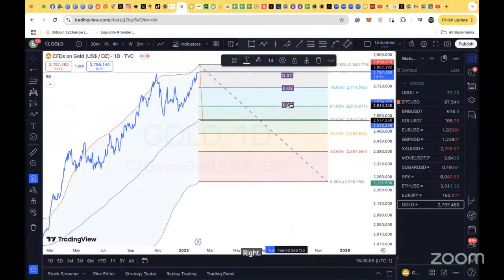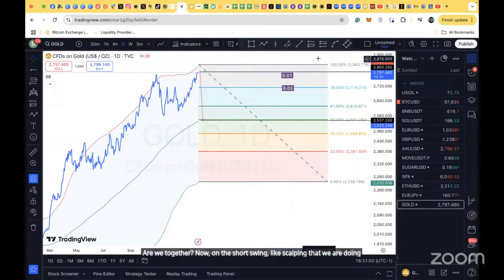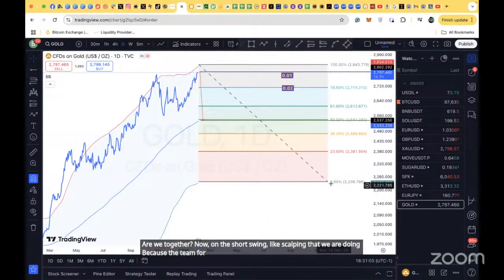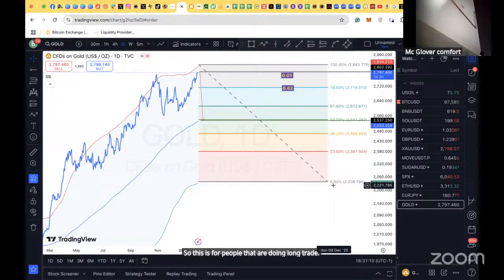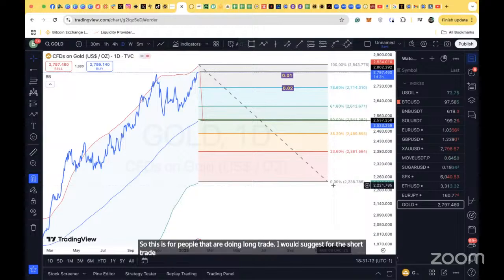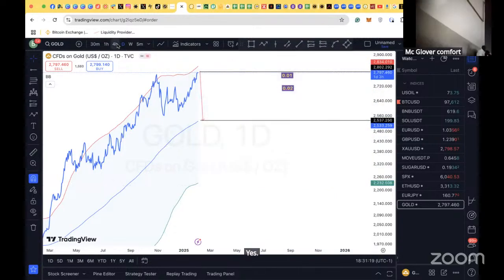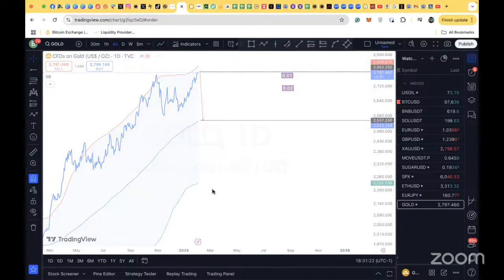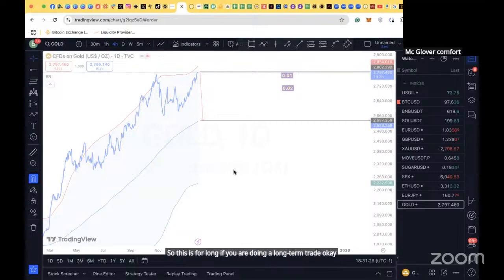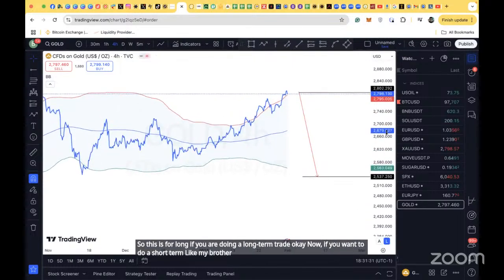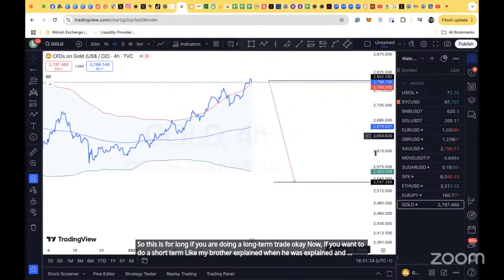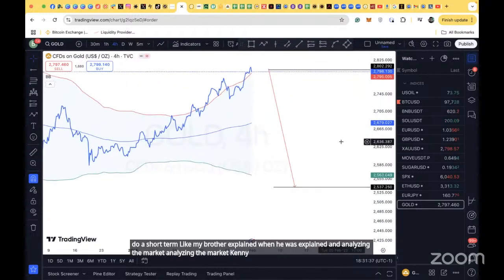Are we together? Now, on the short swing, like the scalping that we are doing, because the theme for this February is scalping. So this is for people that are doing long trades. Are we together? For the short trade now, please help me go to H4. So this is if you are doing a long-term trade. Now, if you want to do a short-term trade, like my brother explained when he was analyzing the market for Kenny, now give me candlestick.